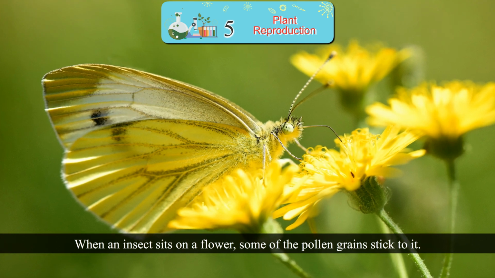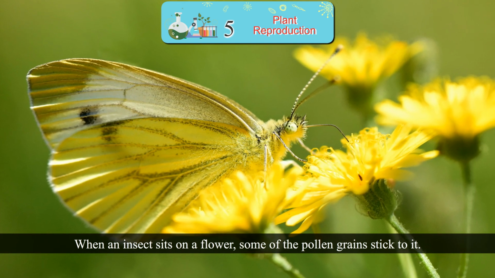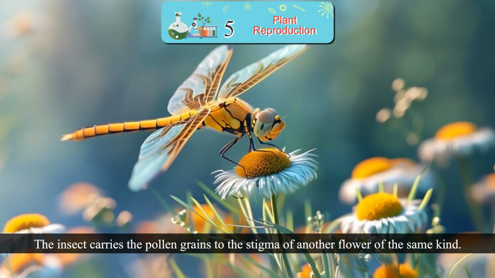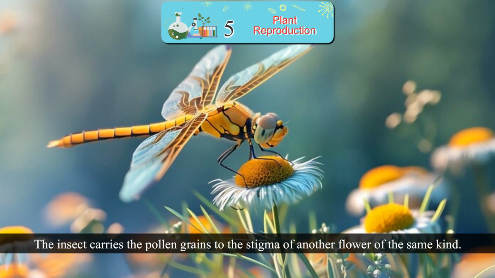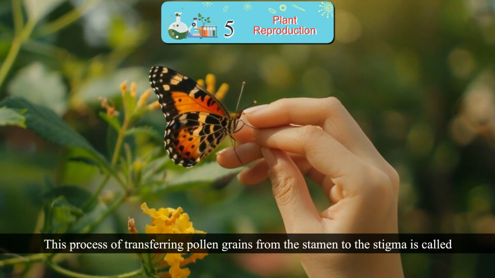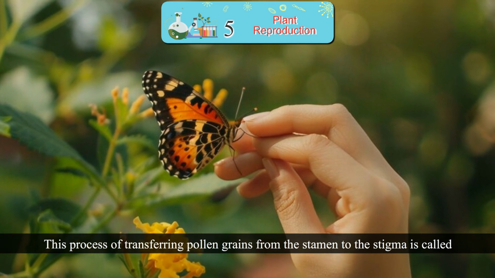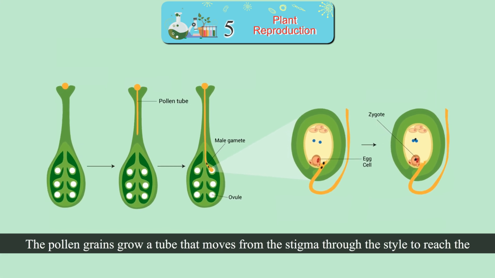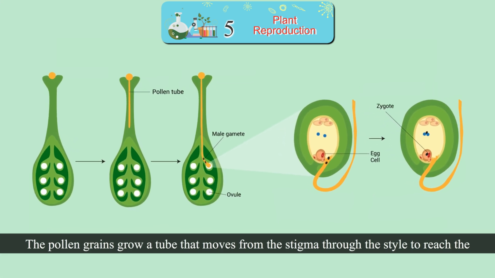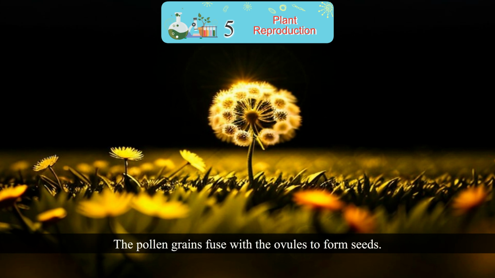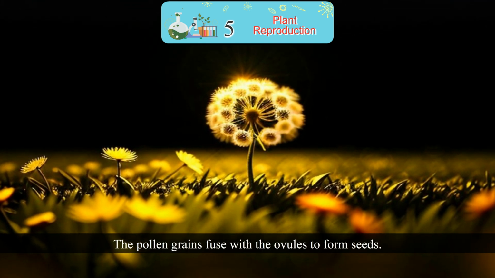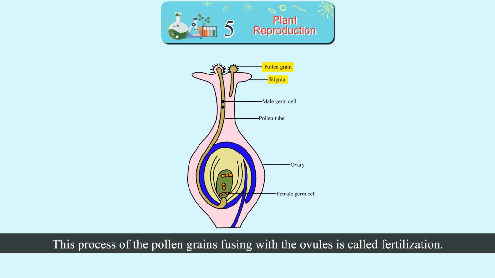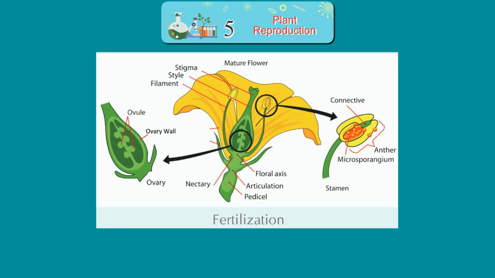When an insect sits on a flower, some of the pollen grains stick to it. The insect carries the pollen grains to the stigma of another flower of the same kind. This process of transferring pollen grains from the stamen to the stigma is called pollination. The pollen grains grow a tube that moves from the stigma through the style to reach the ovary. The pollen grains fuse with the ovules to form seeds. This process of the pollen grains fusing with the ovules is called fertilization.